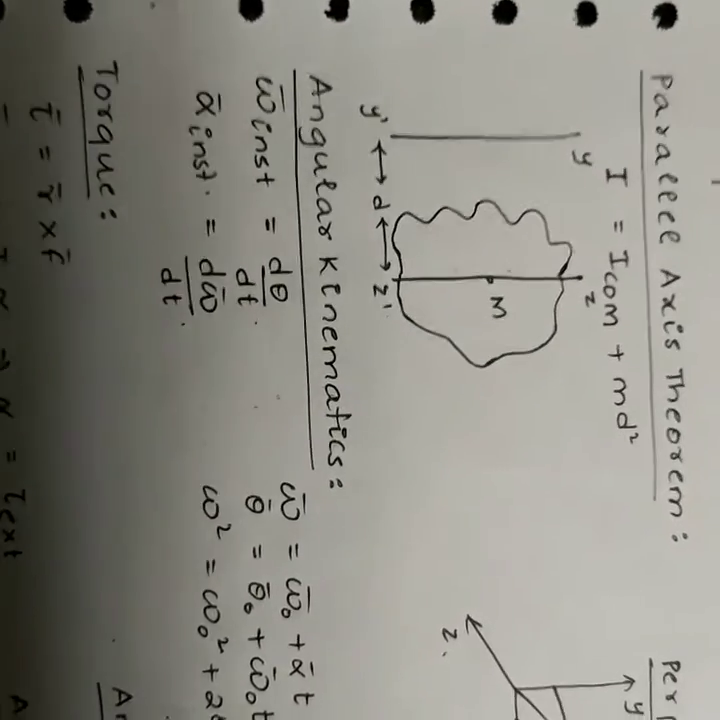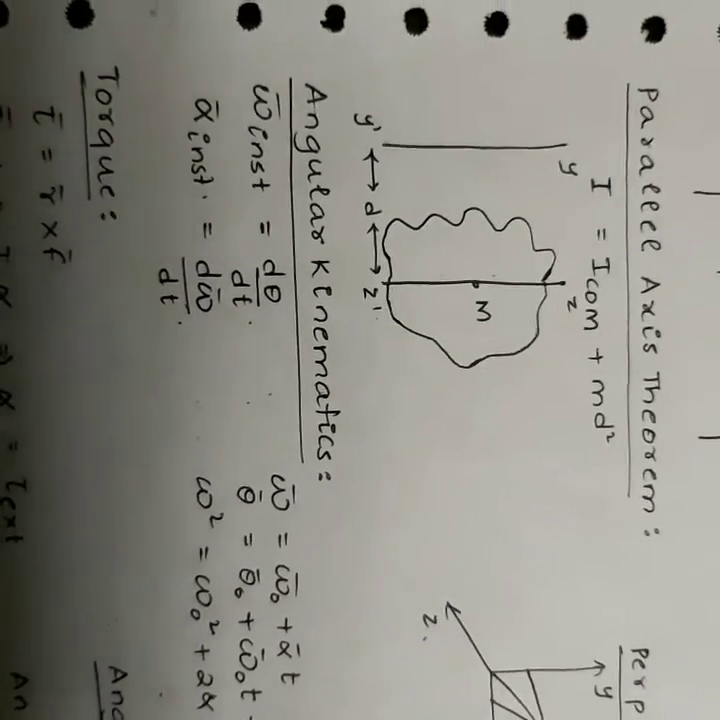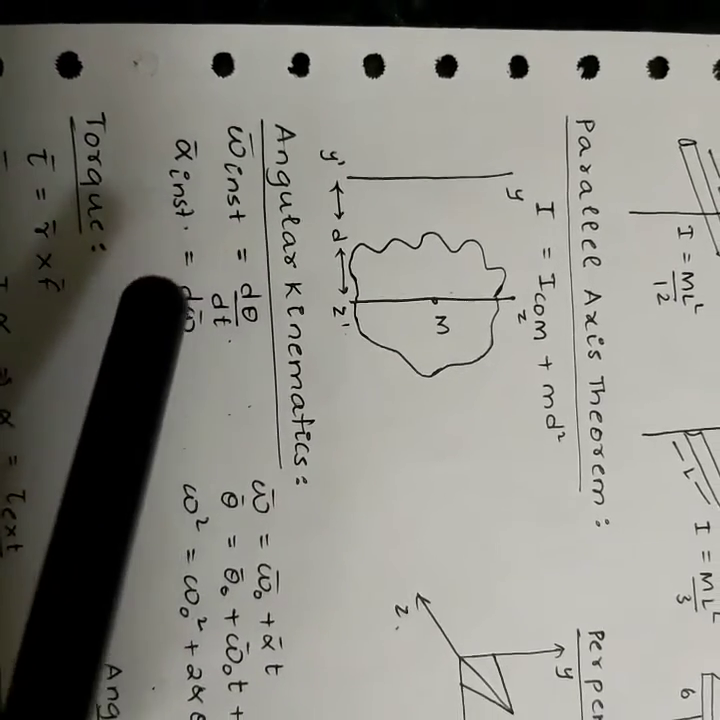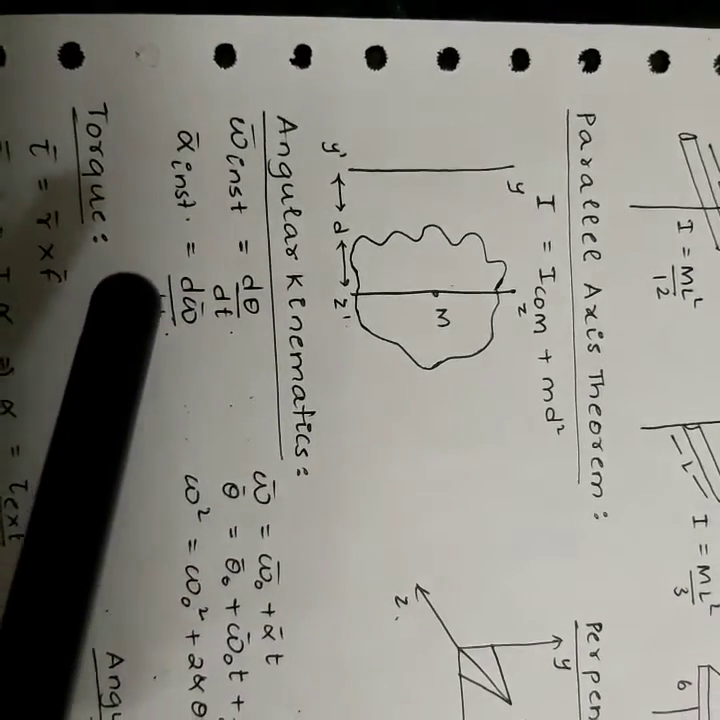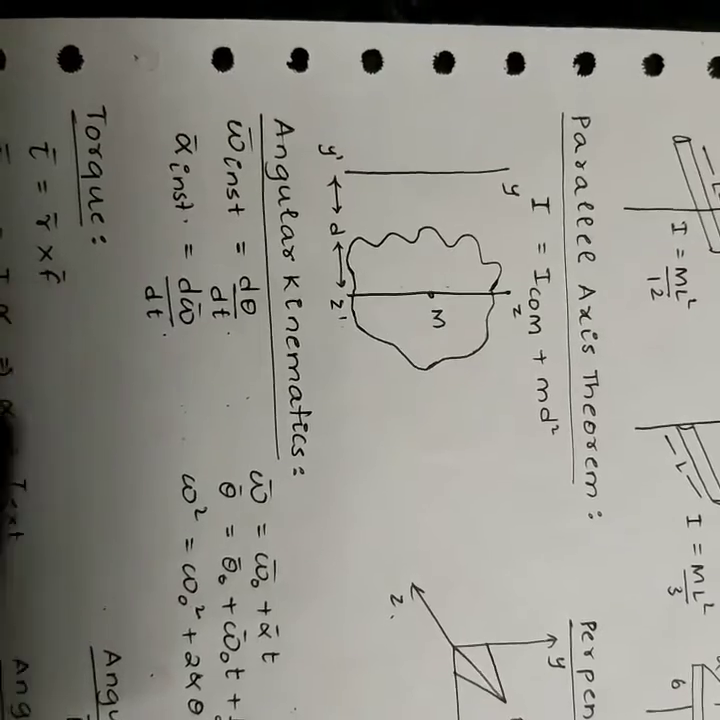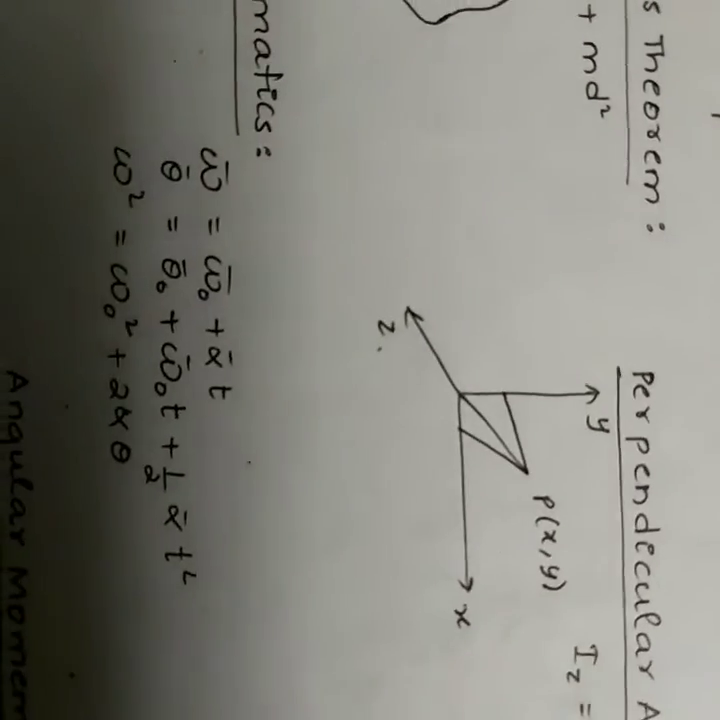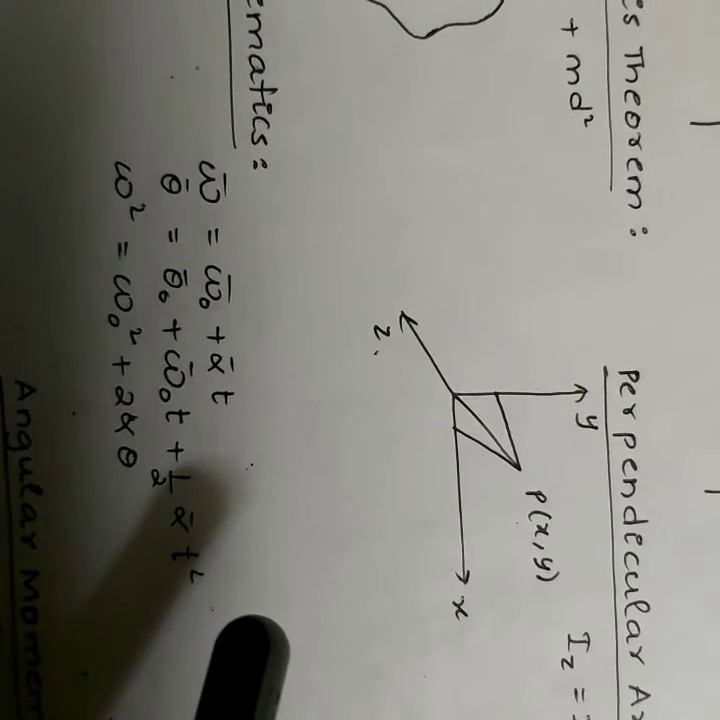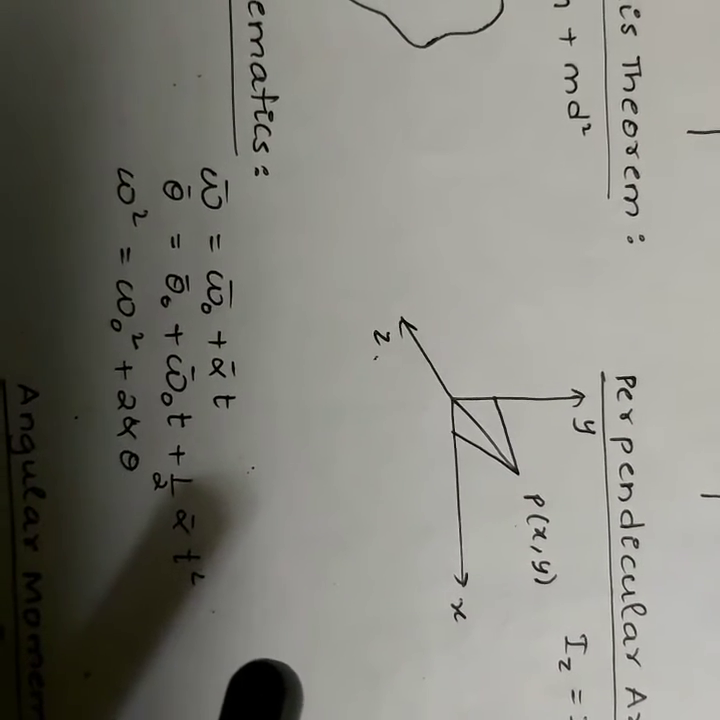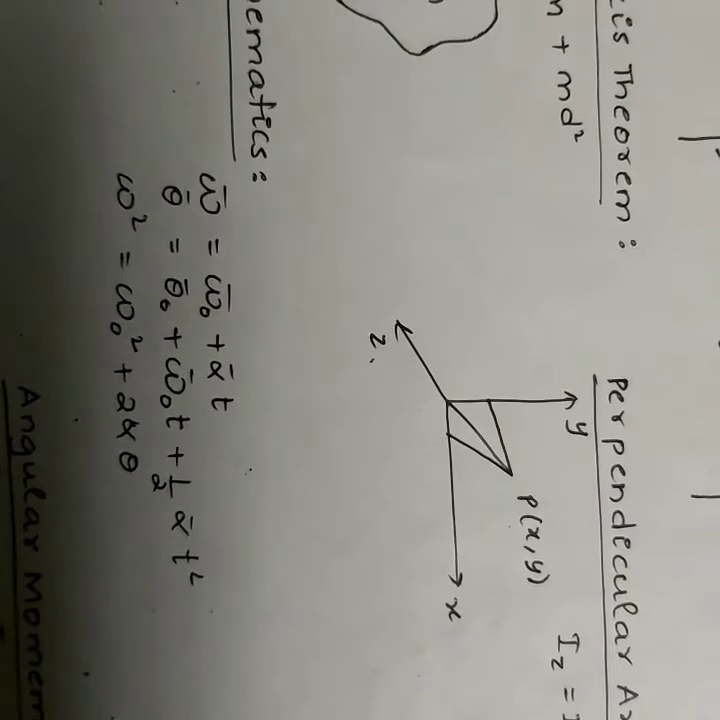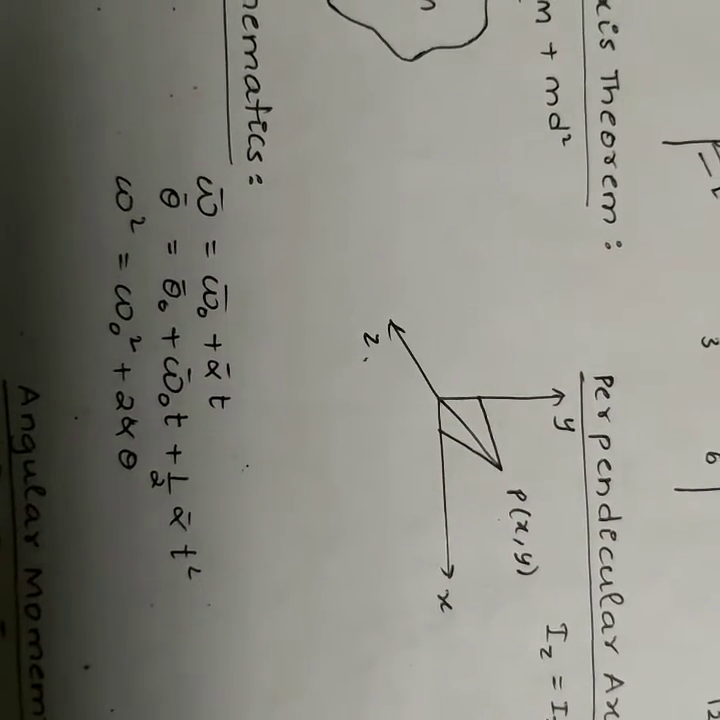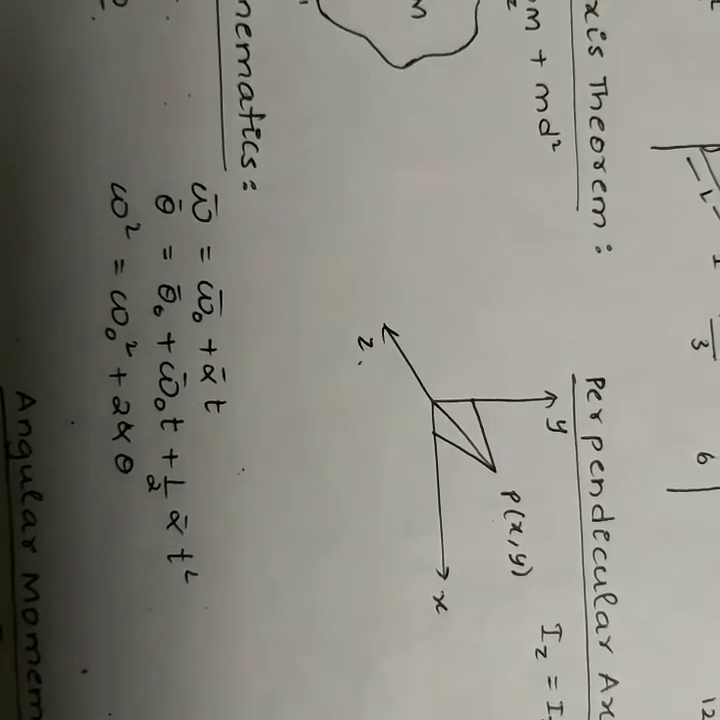Angular kinematics. The instantaneous angular velocity is given by d theta by dt. Angular acceleration alpha is given by d omega by dt. The kinematic equations for constant angular acceleration are omega is equal to omega naught plus alpha t, theta is theta naught plus omega naught t plus half alpha t squared, and omega squared is equal to omega naught squared plus 2 alpha theta.